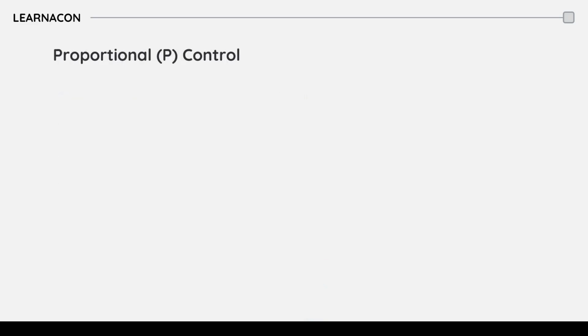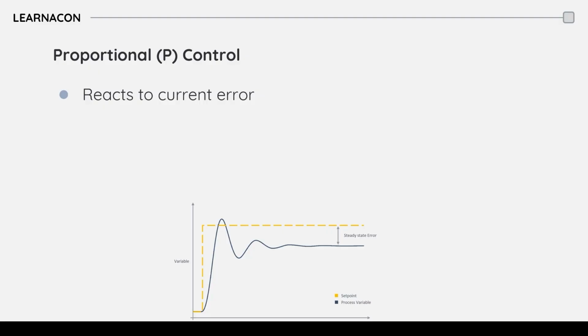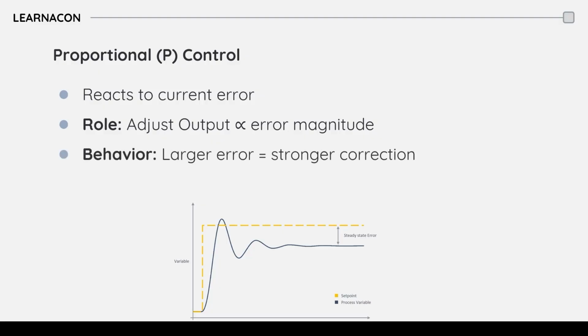First up is the proportional term, or P, which is the simplest. This term tackles the current error, the difference between your desired setpoint and the actual value. For instance, if your room is 10 degrees too cold, the proportional term tells the heater to blast more heat. The P is like a reflex. It reacts instantly to the error. The bigger the gap, the stronger the push. It's like pressing the gas harder when you are far from your target speed.